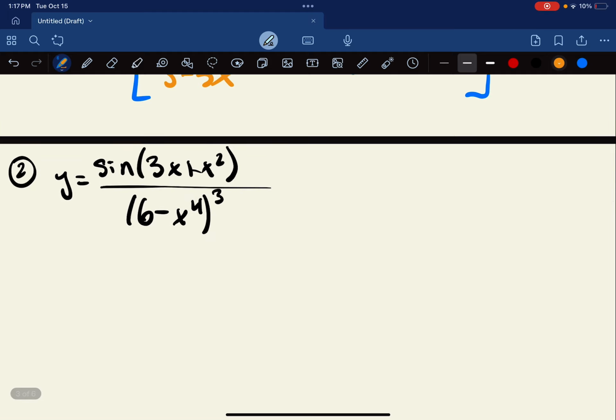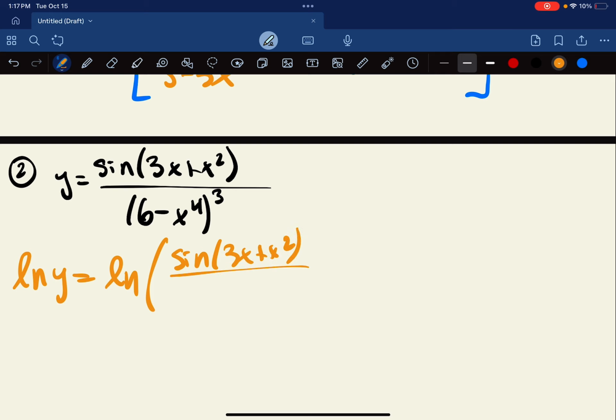Okay, now moving on to a very similar problem. So we're going to do the same thing here. We're going to take the ln of both sides. Ln y equals ln of sine of 3x plus x squared, all divided by 6 minus x to the fourth, to the third power.